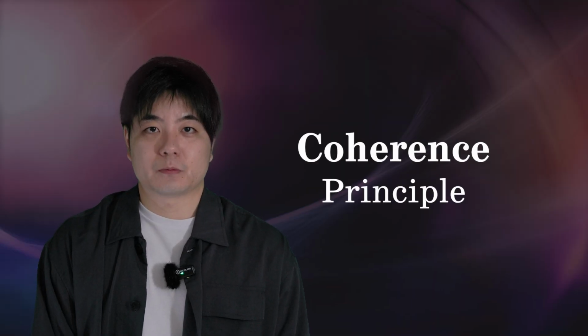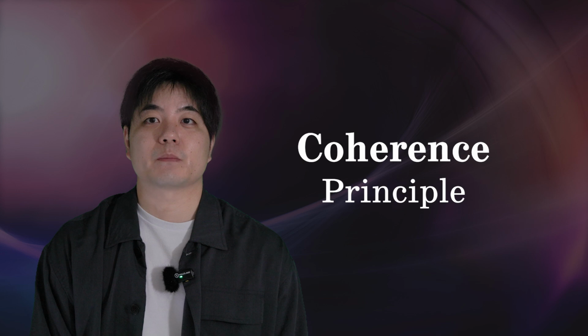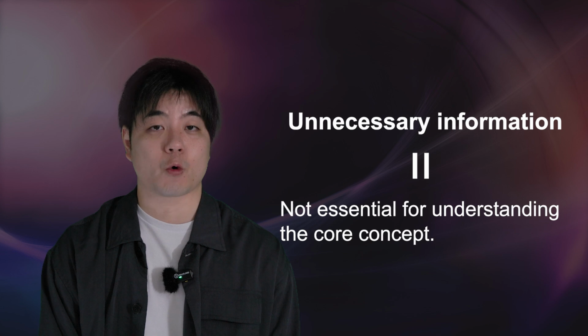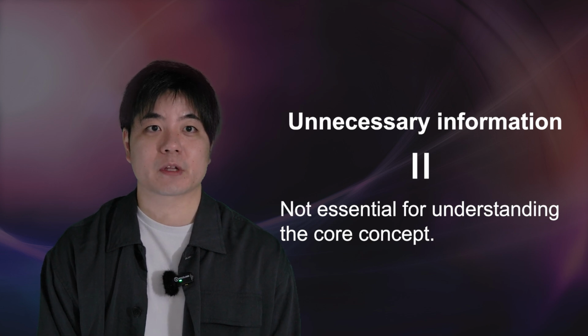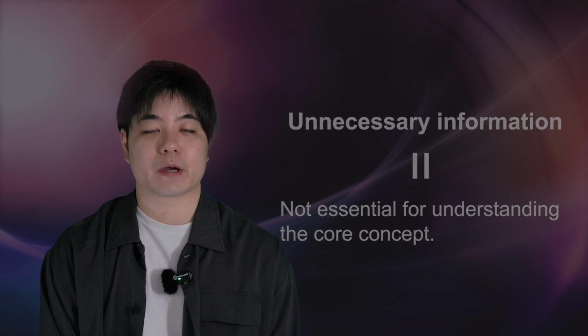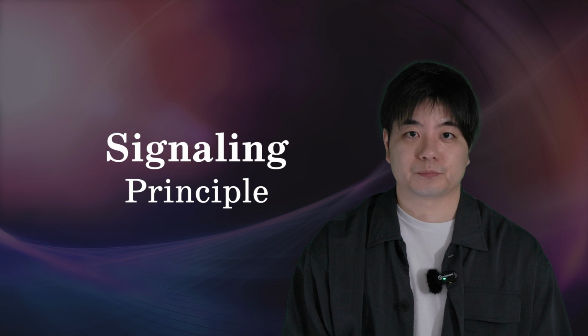The first principle is the coherence principle, which suggests that multimedia materials are more effective when they exclude unnecessary information, even if certain details are related to the learning content. If they are not essential for understanding the core concept, omitting them helps learners avoid unnecessary cognitive load, leading to better learning outcomes. The second principle is the signaling principle.